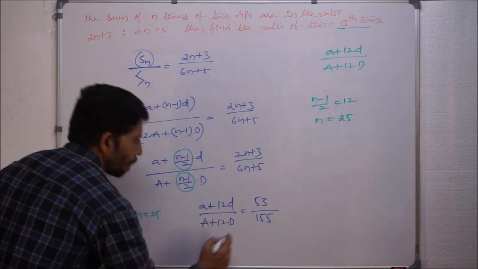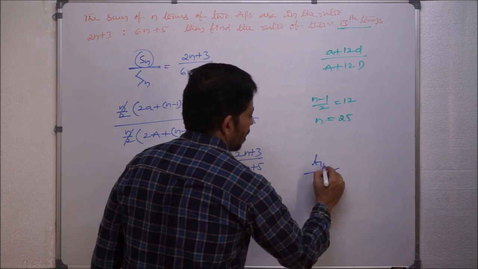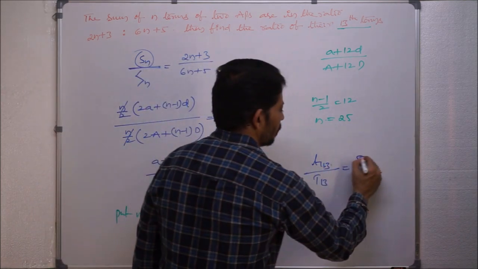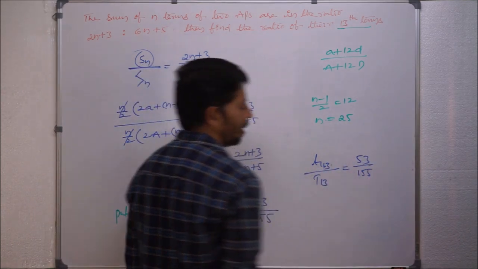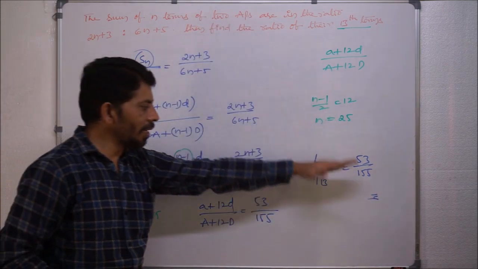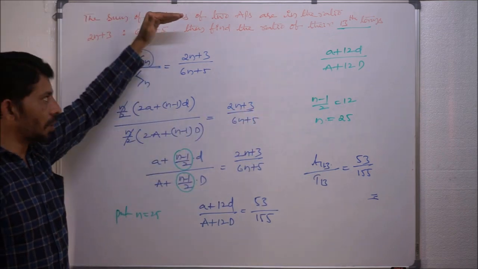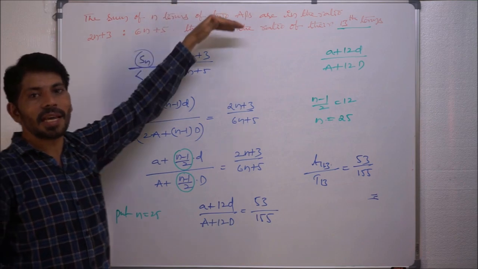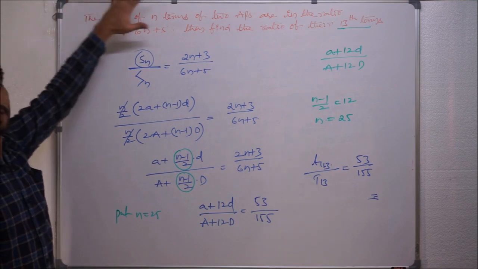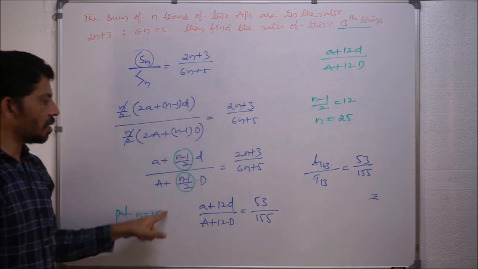Then T12 by T13... sorry, not 12, it is T13 by T13 equals 53 by 153. So the ratio of the 13th terms is 53 by 153. In the previous problem, they provided just the ratio of nth terms and asked for a particular term. Here, the ratio of the sum of n terms of two APs is provided, and they are asking for the ratio of particular terms. So, this is the procedure.